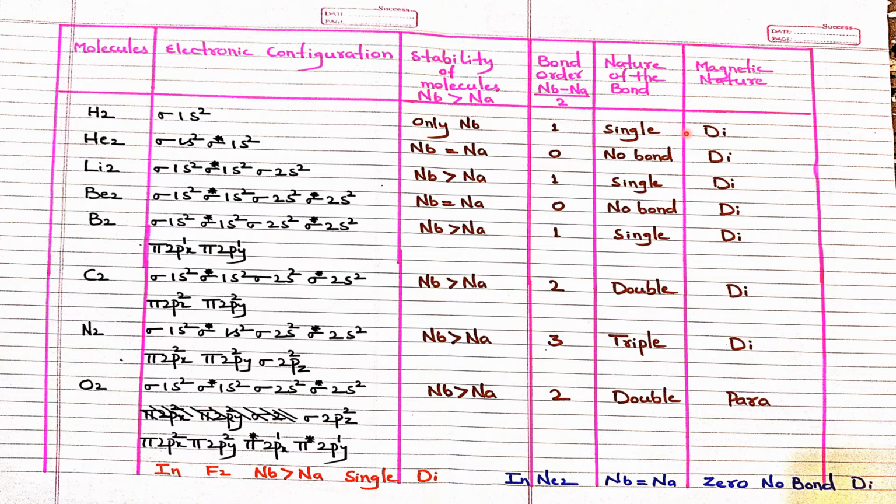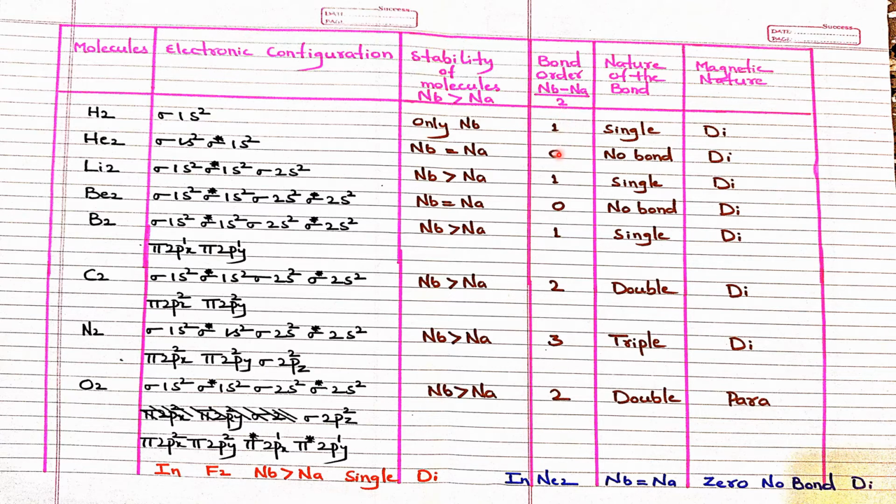Now we'll come to the second, He2. Totally 4 electrons. Where are they? Sigma 1s2, sigma star 1s2, bonding and anti-bonding. So number of bonding electrons equals number of anti-bonding electrons. How do we say its stability? What is the condition for stability? Nb should be more than Na. Here it is equal, therefore it is not stable. And see the bond order, (Nb minus Na) by 2, (2 minus 2) by 2, it is 0.